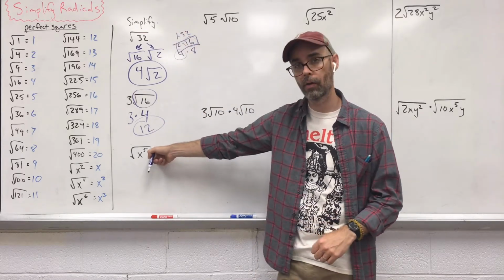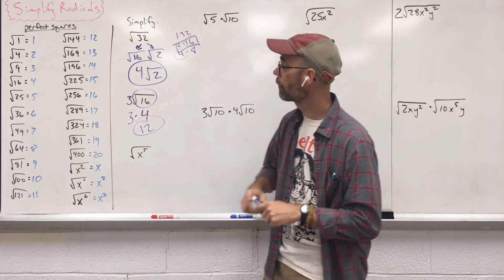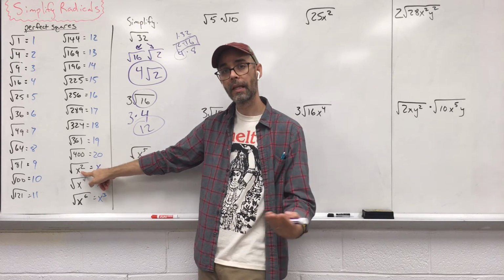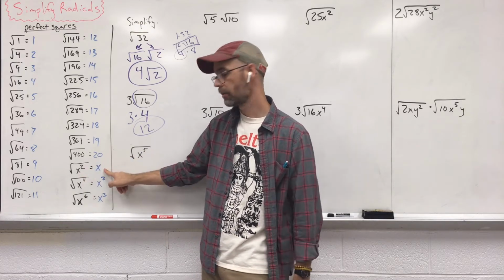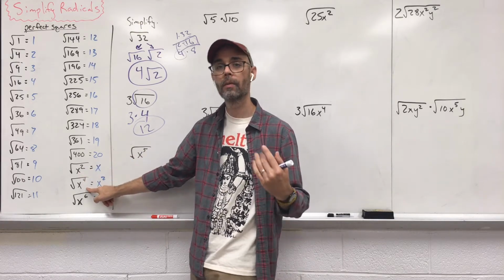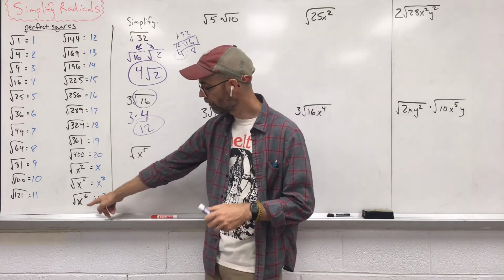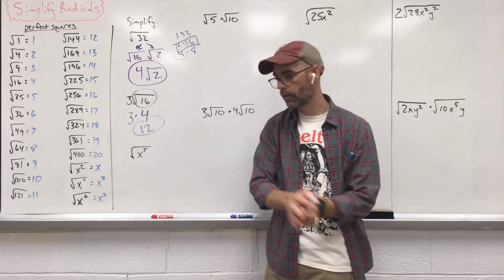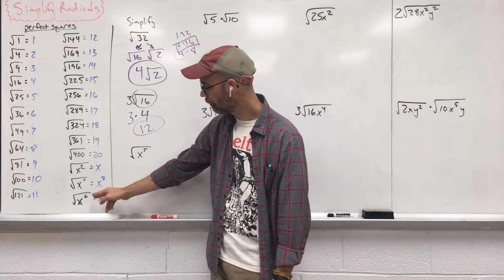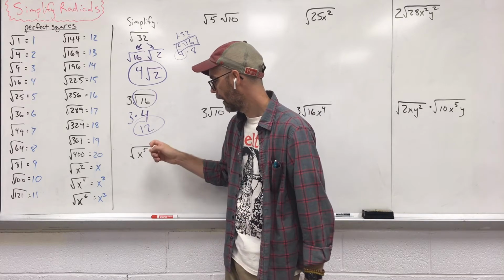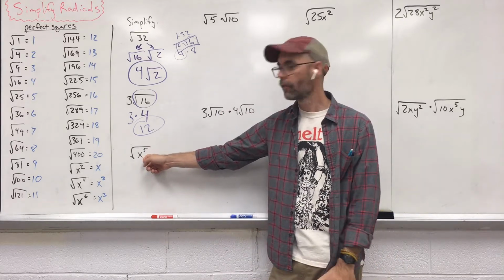What about with a variable? So with our perfect squares, what times itself gives me x squared? X times itself. What times itself gives me x to the fourth? X squared, x squared. What times itself gives me x to the sixth? X to the third, x to the third. We're basically cutting that exponent in half. Now, I can't cut this exponent in half because it's a 5.